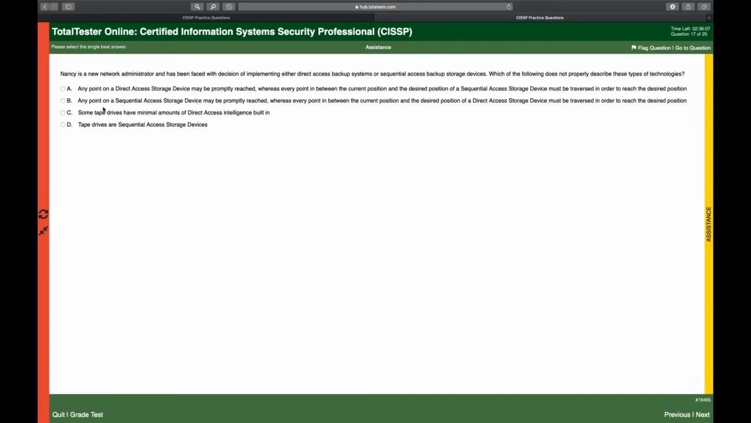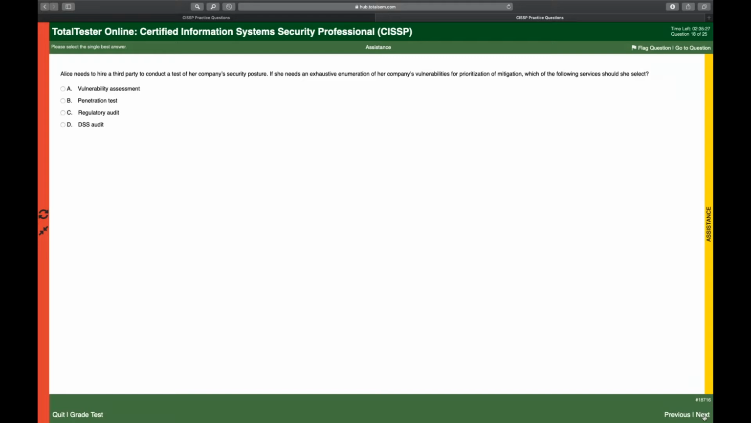Now, for Bravo, it says any point on a sequential access storage device may be promptly reached. I don't believe that's a correct statement. Alpha, where it says any point on a direct access storage device may be promptly reached, I think that is a correct statement. Sequential is not prompt. You've got to go through the whole tape drive. Yeah, I'm going to have to go with Bravo, guys. But yeah, we'll see on the back end.